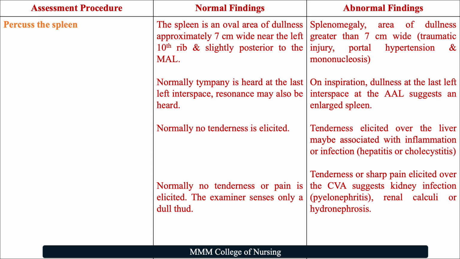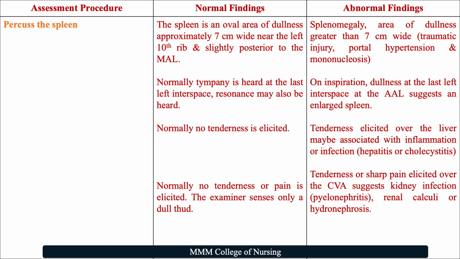Whereas abnormally, on inspiration, dullness at the last left interspace at the anterior axillary line suggests an enlarged spleen. Normally, no tenderness is elicited. Tenderness elicited over the liver may be associated with inflammation or infection, suggestive of hepatitis or cholecystitis, which is an abnormal finding.